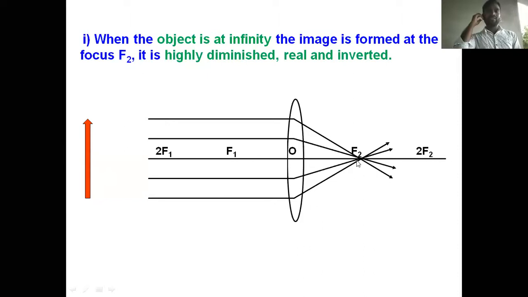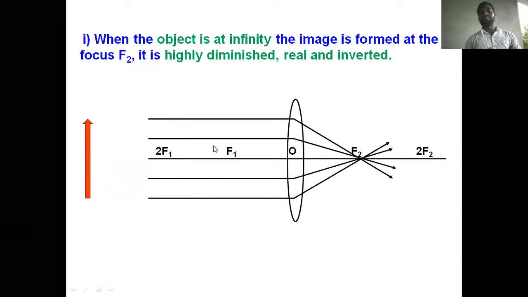Already we know the lens has two focus points, f1 and f2. Now here if you observe in this diagram, this is the object, this red color line represents the object, and the object is placed at infinity, and these are the rays 1, 2, 3, 4. These are the rays coming from the object, and all rays pass parallel to the principal axis.